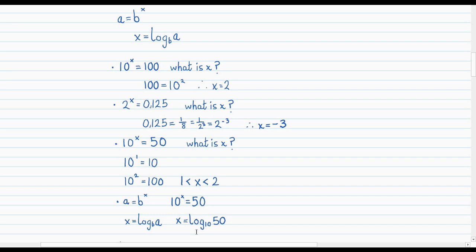Now, to actually get a number from this, you need to know a rule related to logs. There's a bunch of rules we'll cover, all of which are related to the manipulation of logs. The first of these we'll call rule 1, and to put it simply, log a base b is the same as saying log a over log b.